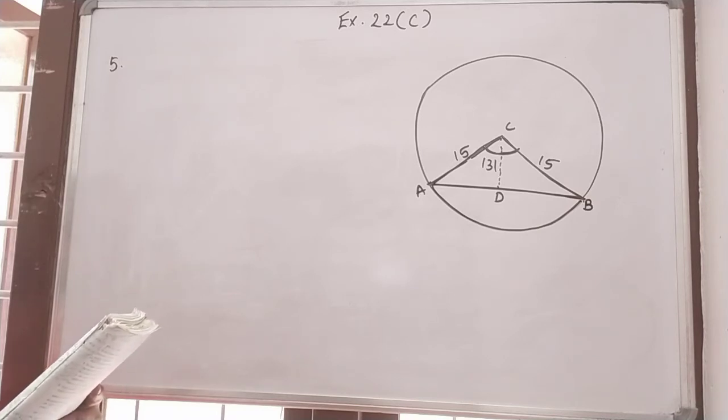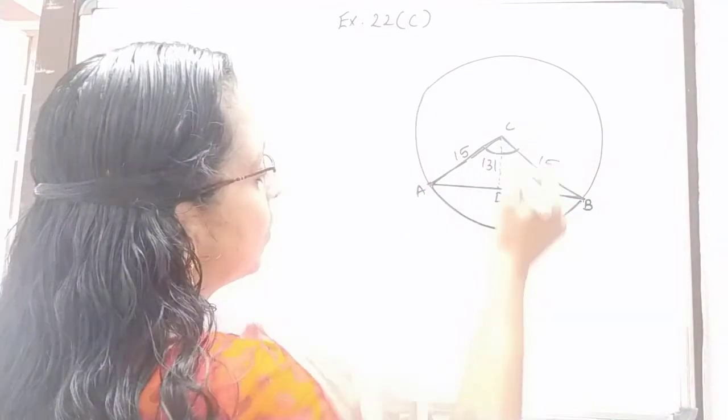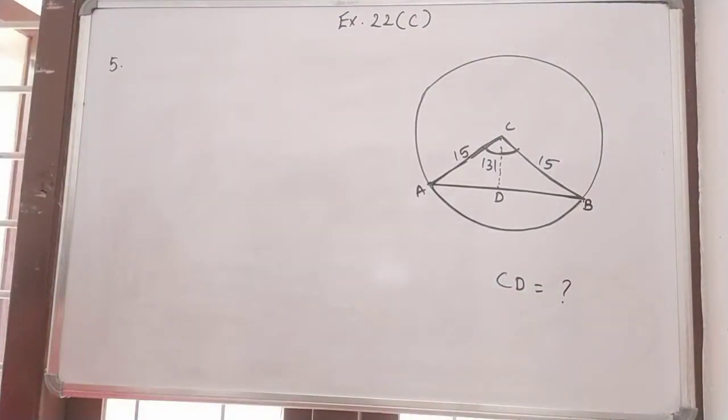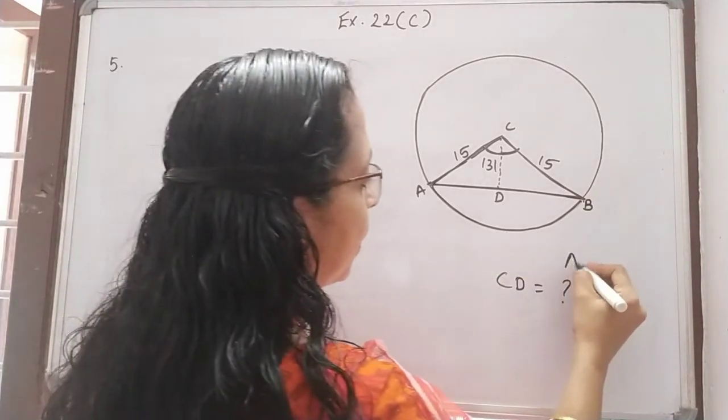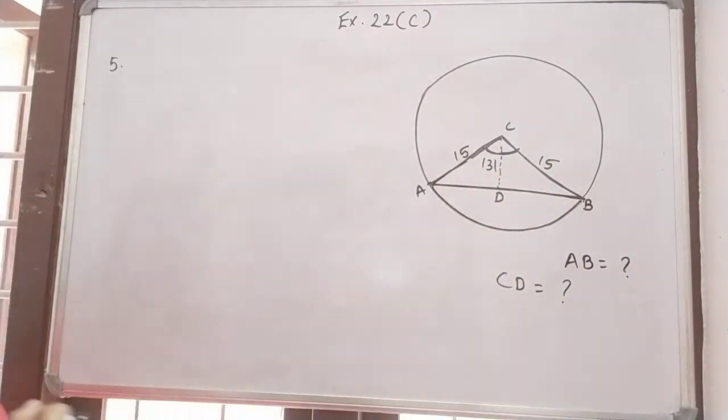Second one, the distance of AB from the center C. Distance of AB from the center C means we have to find out CD. Second part is we have to find out CD. So how can we find CD? And we have to find out length AB also. First part we have to find out AB.